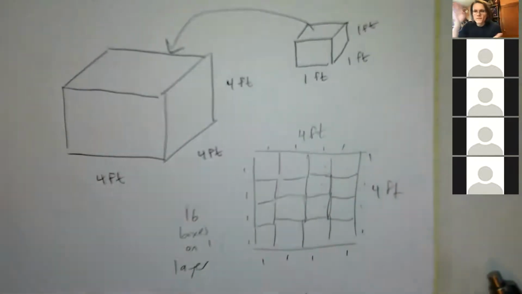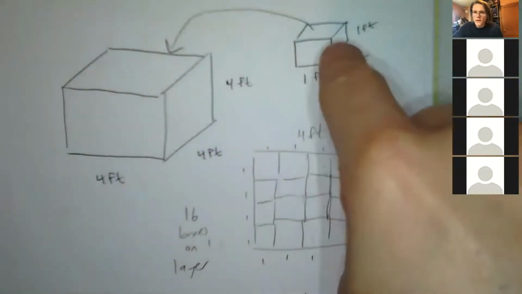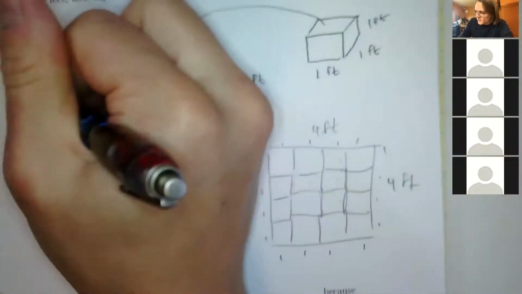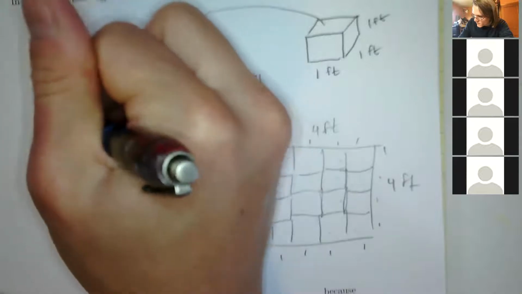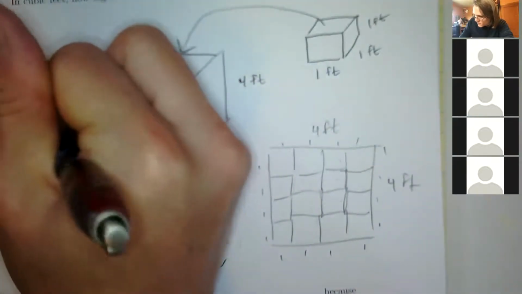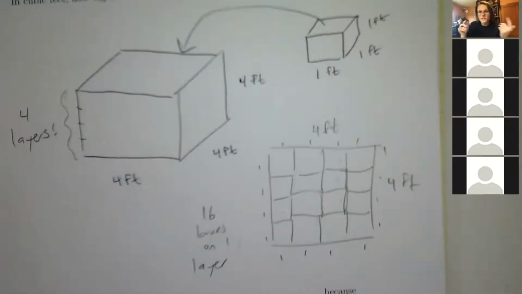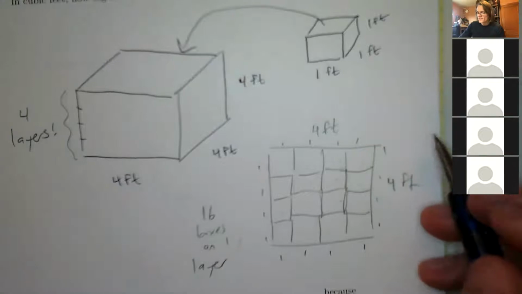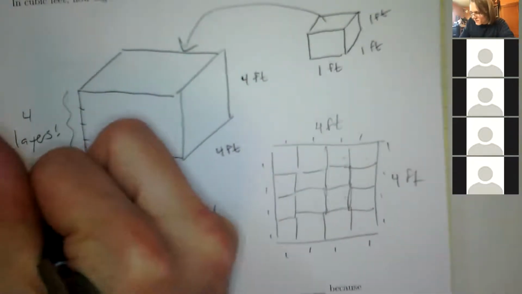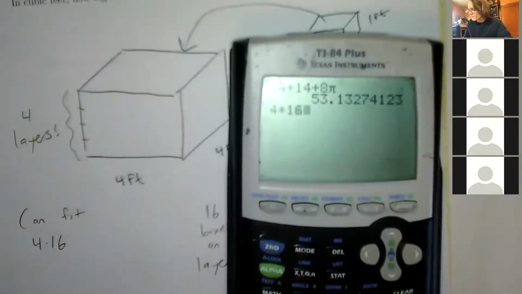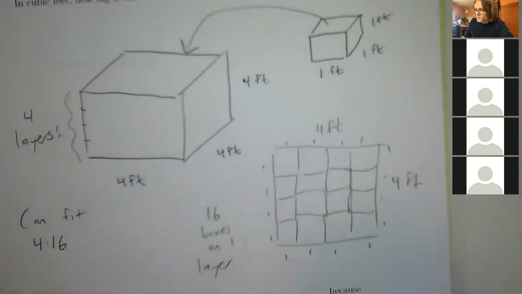But I said I could fit 4 layers in because each of these small boxes is 1 foot tall. So I can fit 4 layers. So on each layer, I can fit 16 boxes, and I get 4 layers. So that means I can fit 4 times 16 boxes. And that's what, 64? So I can fit 64 small boxes.